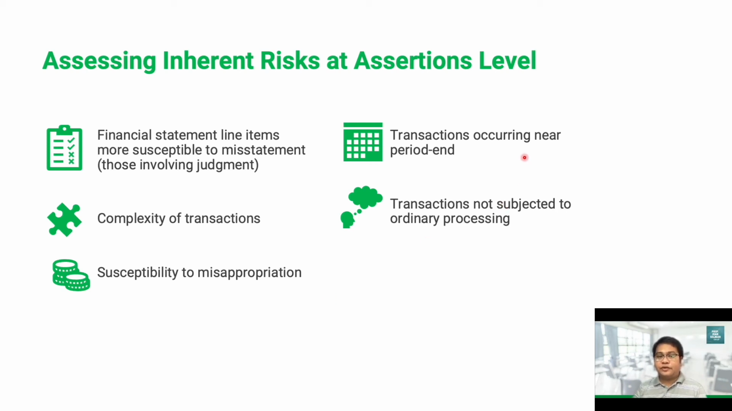So transactions occurring near period end, because it's an opportunity for the client to, let's say, reach a certain KPI or target. So we have to consider that also. And those transactions that are not subjected to ordinary processing. So similar to the one that we have discussed earlier, those involving significant judgment. So in this case, our responses would be, for example, to increase the amount of procedure or evidence that we have to obtain on that particular item as a response to that identified risk occurring at the assertion level. Okay?